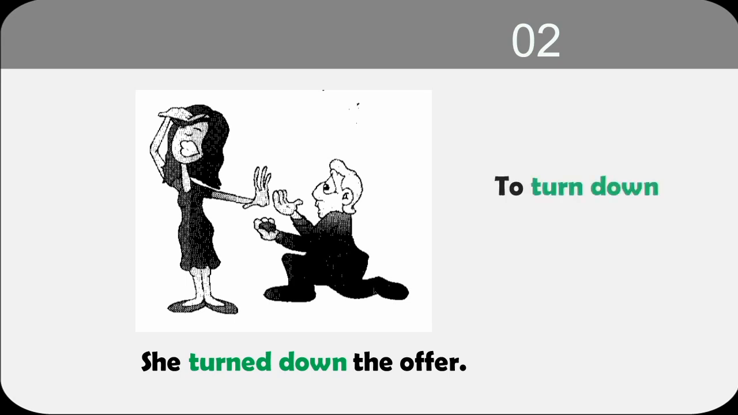The second example is about this gentleman proposing to his lady, but unfortunately she said no. So she turned down the offer. The phrasal verb we used in this sentence is to turn down. It is put in the simple past. The meaning it gives in the sentence is to refuse. So she refused the offer. رفض. In Arabic we can say رفض or رفضت.